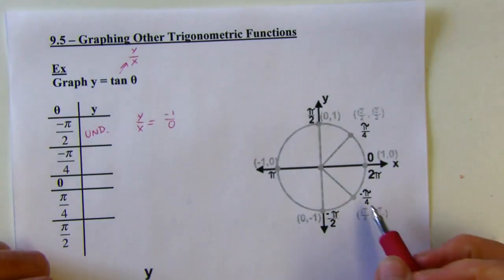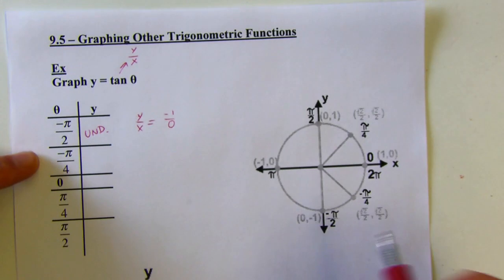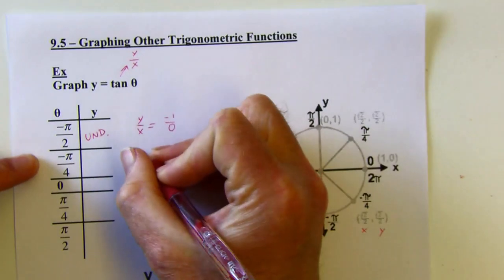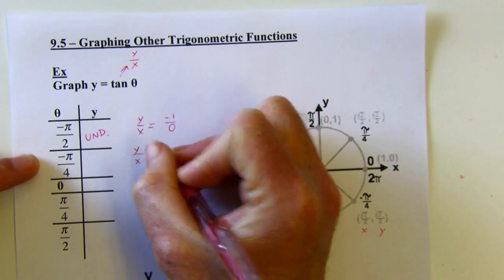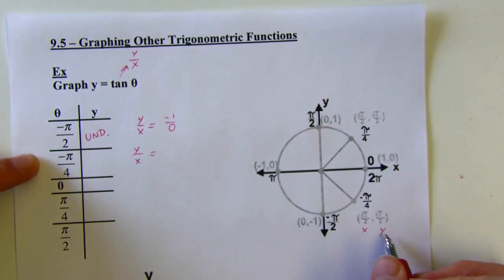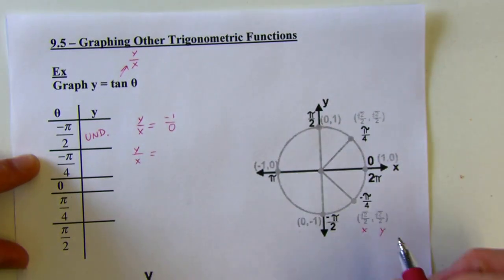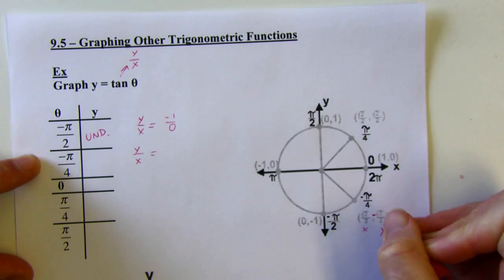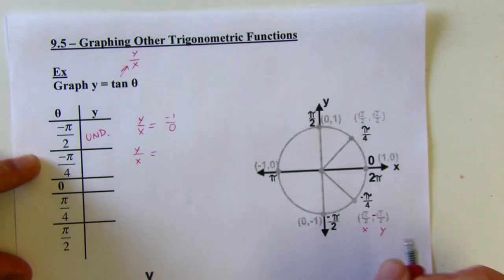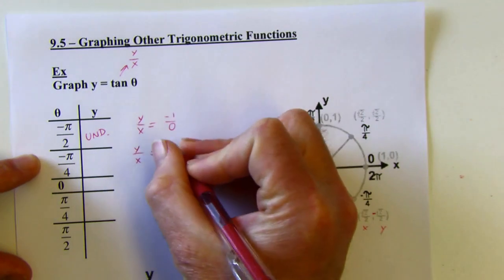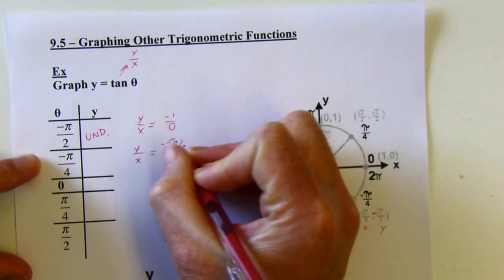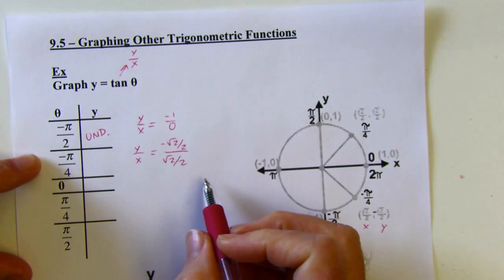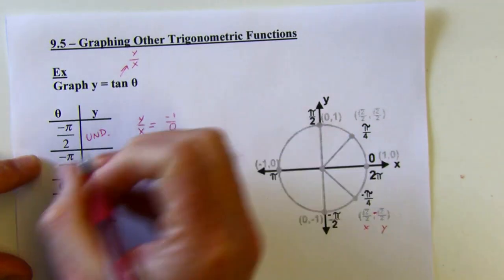So let's look at negative pi over 4. When I'm over here, here's my x and my y, so I'm thinking y over x again. And that would be root 2 over 2 over, this should actually be negative root 2 over 2. It didn't print out right there. Okay, so I've got a negative root 2 over 2 over positive root 2 over 2. So I have something over its opposite, which means that's just going to be negative 1.